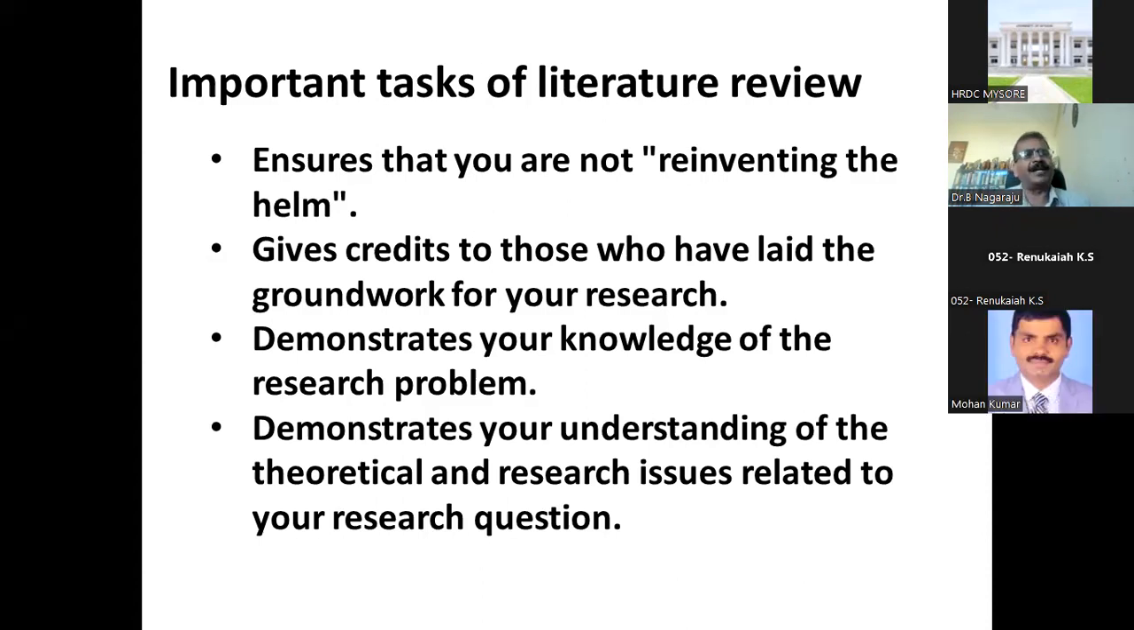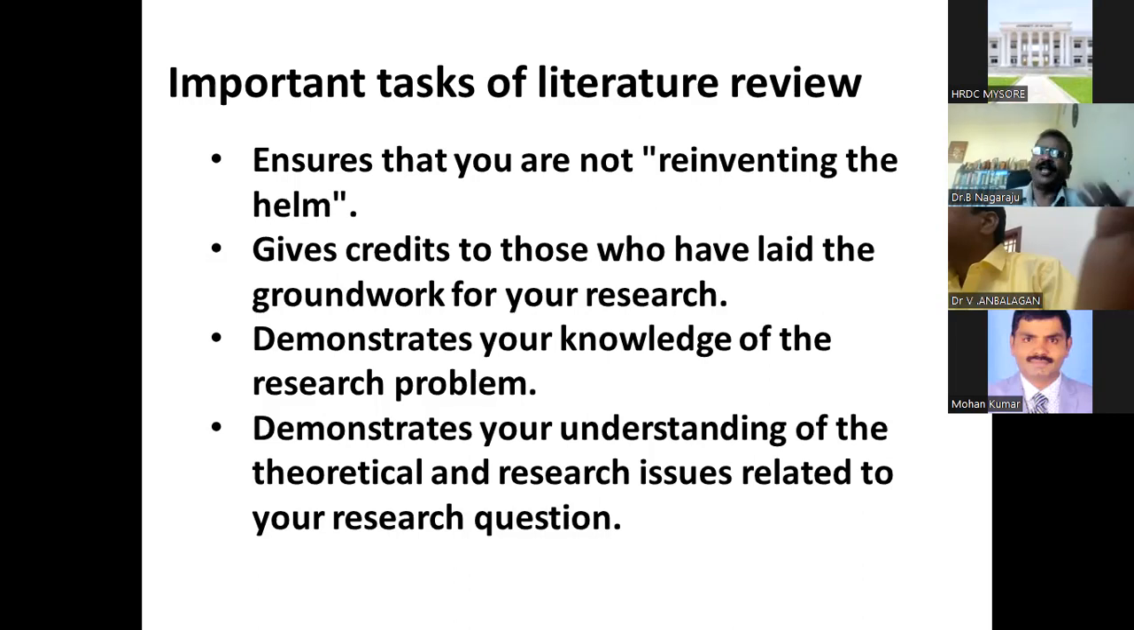If you develop it that way, you follow the second point you just observed: giving credit to those who have laid the groundwork for your research. We have to mention their names. So we have to mention the source where you collected it, which article, which journal, which page, which year, which topic. Like this, you mention it. Then only are you being ethical. Otherwise, I think it's totally wrong. So that is the thing.